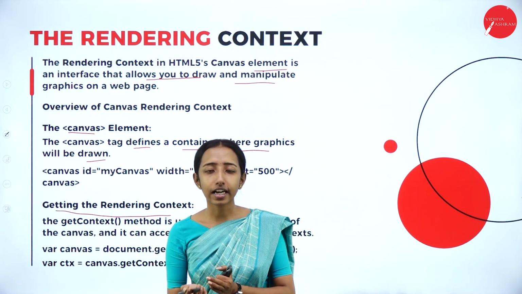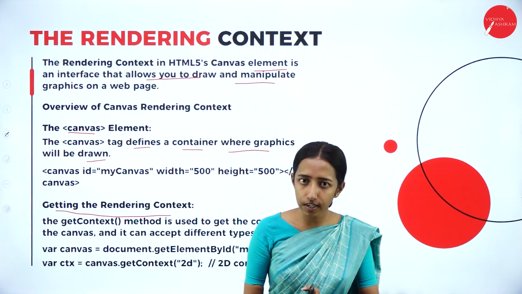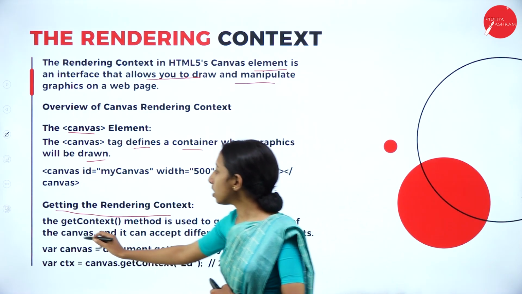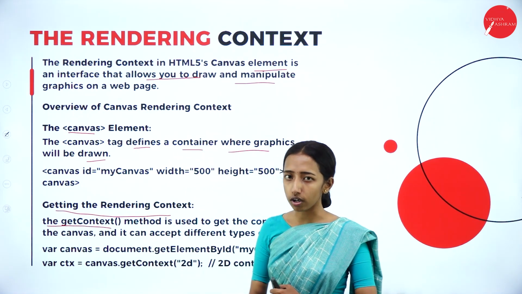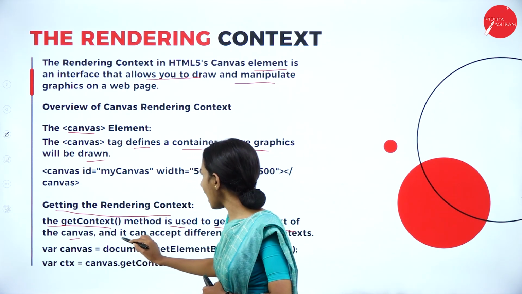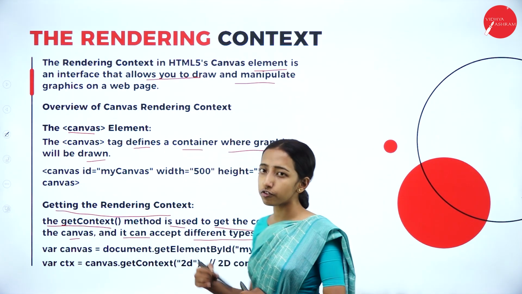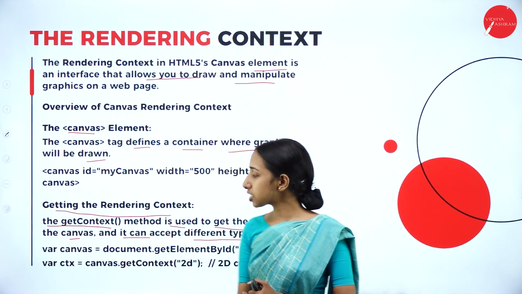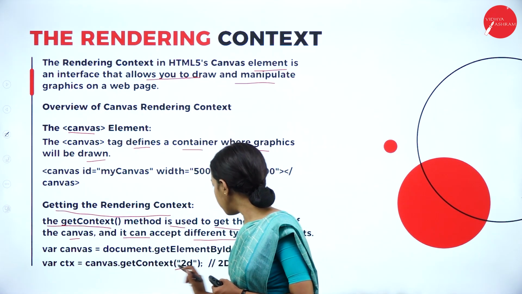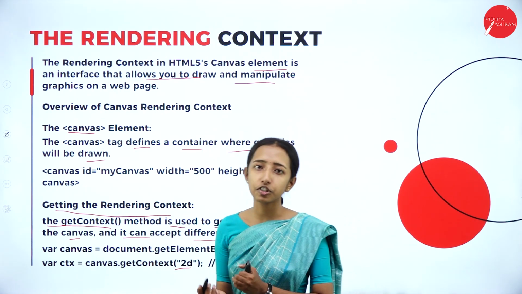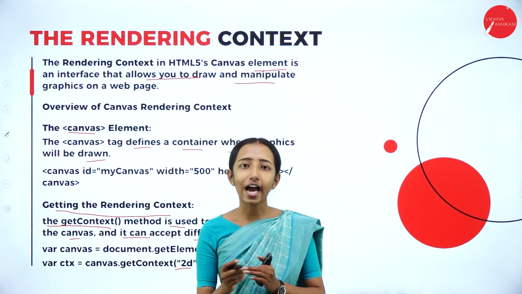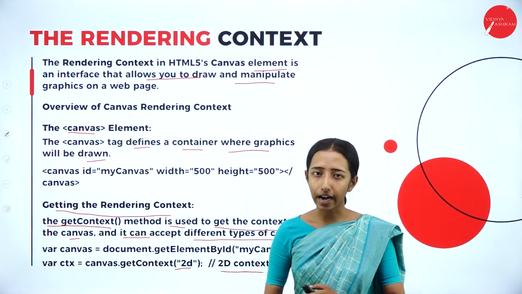Next, getting the rendering context. As I said, the canvas tag is mainly used to draw graphics with JavaScript and the get context. Here we have a method called the getContext method. It is used to get the context of the canvas and it can accept different types of context. What is this context? For example, here I have mentioned 2D. 2D means it will give you a two-dimensional context or 2D graphics. That is the main thing for the canvas when we want to draw graphics.